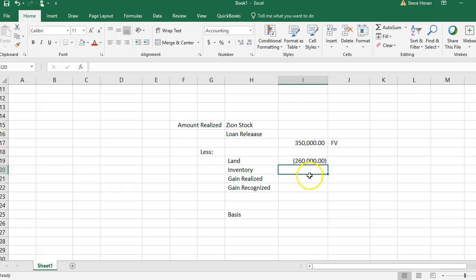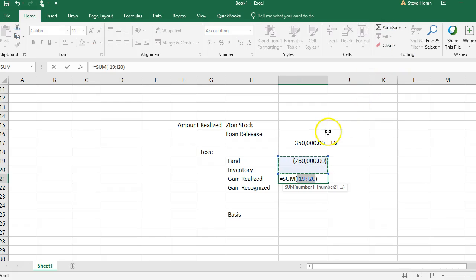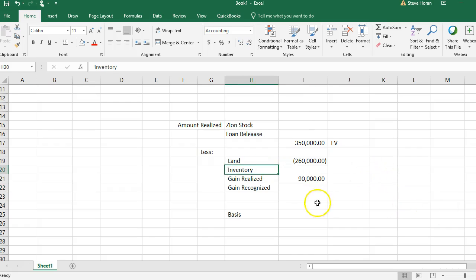And so the gain realized is simply the sum of all this. I'm just going to add those down. This inventory doesn't really apply, but I'm just going to leave it there. So his gain realized is 90. And that makes sense. Now, the loan release, remember, is 300.